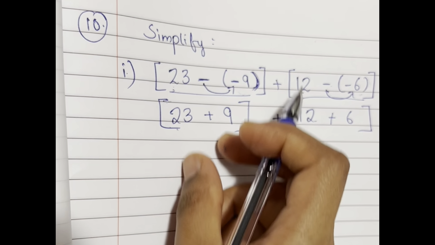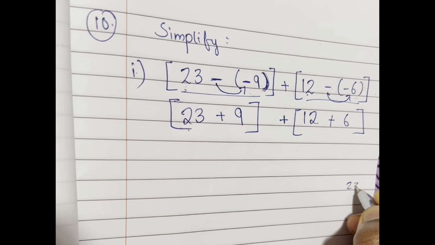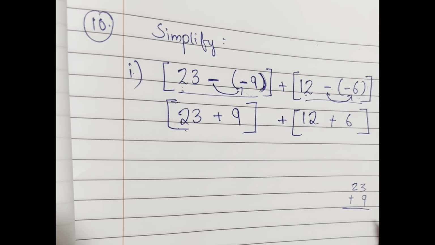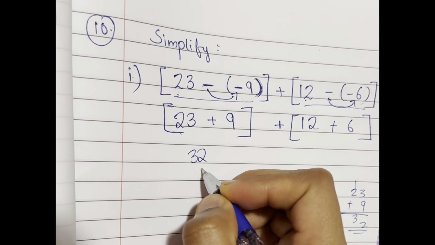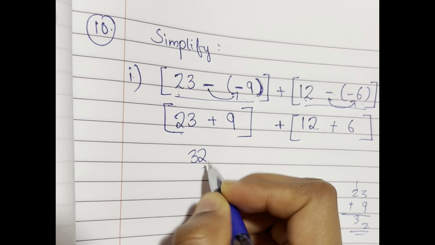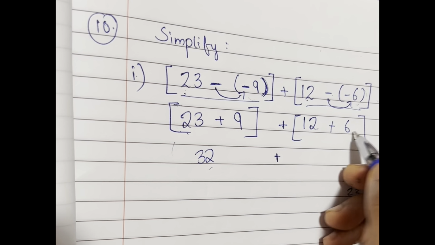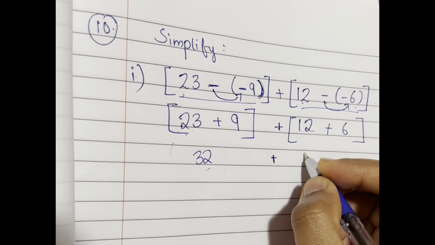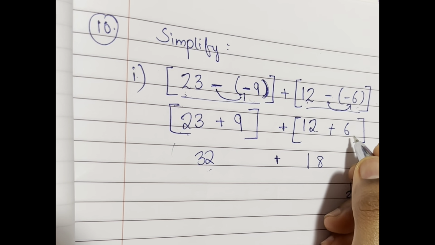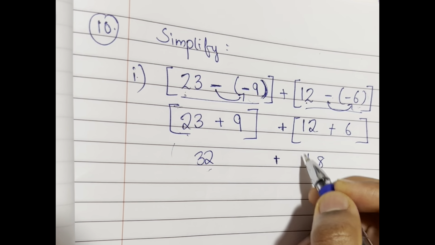Reduce it into a single value. 23 plus 9 is what? Both are positive integers, so you will add. 23 plus 9 is 32. So 32 inside the bigger bracket, reduced into a single term. So the bracket is removed now. Now this plus you are writing here. Again 12 plus 6. What is 12 plus 6? 18. Both are positive integers, so we will simply add. Normal addition. The common sign is plus. So this bigger bracket is removed.